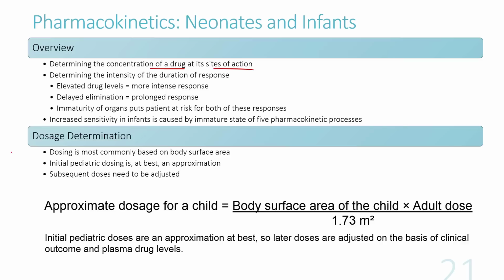In terms of dosage determination, most commonly based on body surface area, and really initial pediatric dose, if there's not a standard dose for infants and neonates and kids, it needs to be based really on body surface area. I'm not expecting you to memorize this, but just to know that it's based on body surface area rather than the age of the child or the weight of the child or the height of the child, right? So body surface area is the most accurate, but again, it's only an approximation.